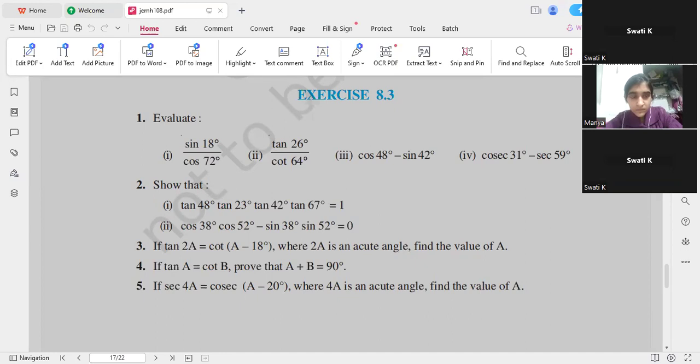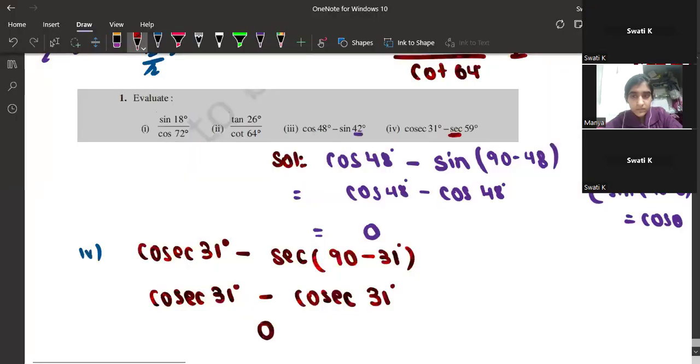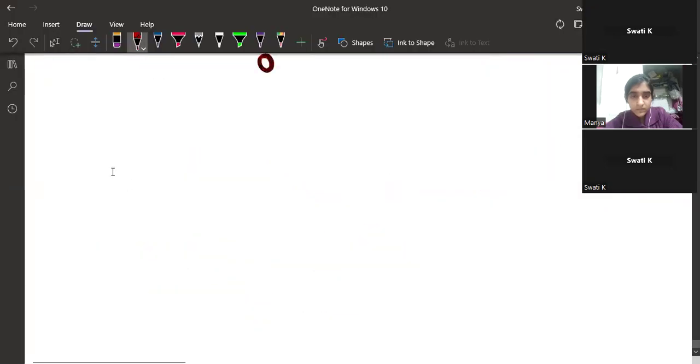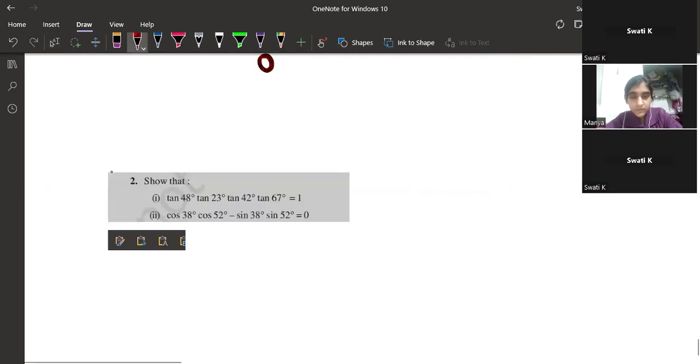Okay, I'll just reshare my OneNote now. I think you can see my OneNote, right? Yes. Okay. So your question is here. So, what does the question say? Show that. What is the meaning of show that? Is it a proof question or a solution you have to do?